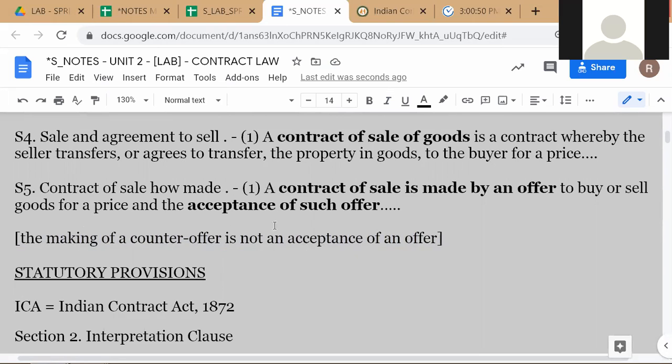That cannot be considered. So there's no contract right now. This contract will only happen if now Ritika agrees to my counter offer, and says, okay, sir, I'll sell it to you for 10,000. Now you have a contract.